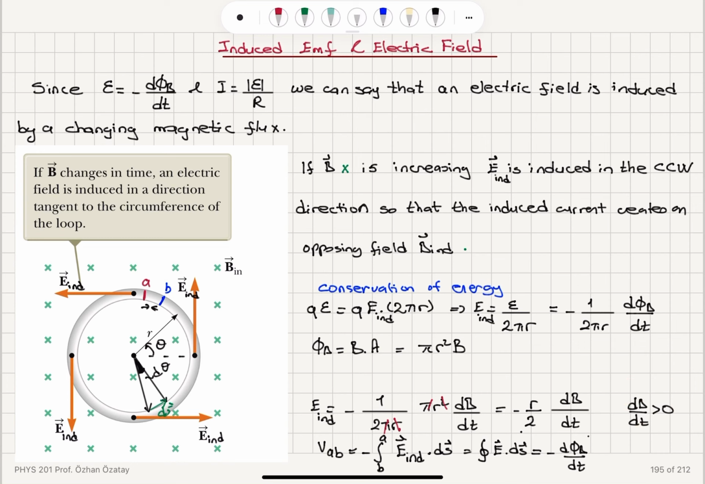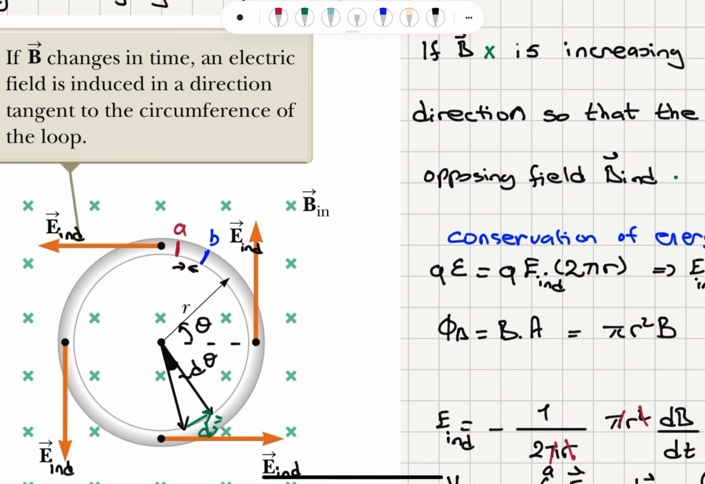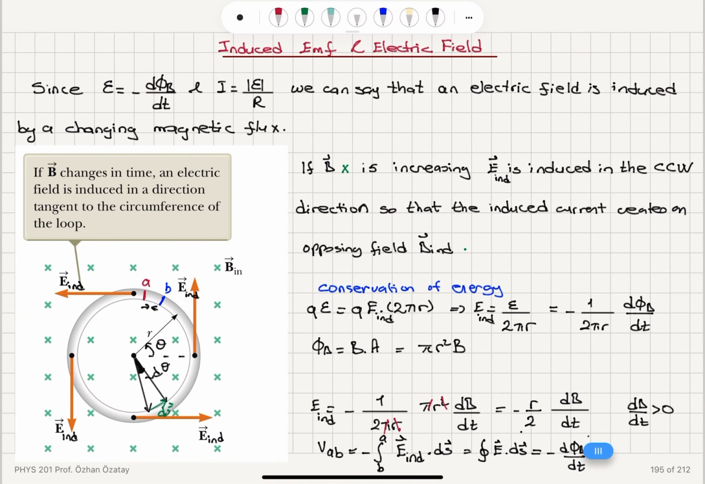Now, if I look at the potential difference between points A and B, VAB, VA minus VB is minus the integral from B to A of the dot product of the induced electric field with the ds vector. Now, the ds vector is defined to be r d theta in the theta hat direction. E induced dot ds is going to give us basically the closed loop integral E dot ds when A and B approach each other, and that is minus d phi B dt.